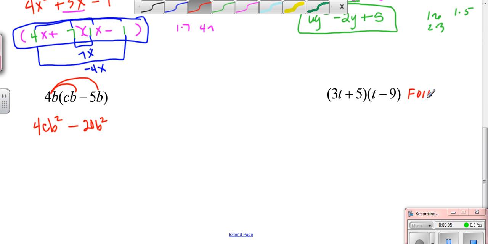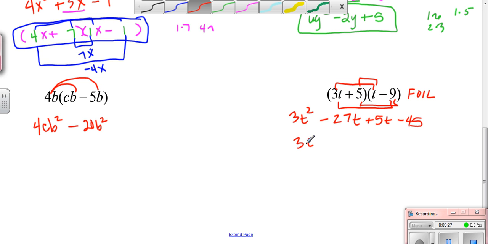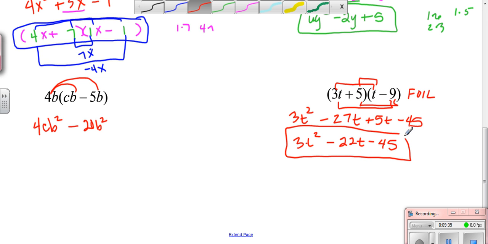This is a FOIL problem. So I'm going to go ahead and take my first 2 terms times each other. 3t squared. Outside terms, minus 27t. Inside terms, plus 5t. And my last terms, minus 45. So I have 3t squared minus 22t minus 45. And that is as simple as we can take it. Obviously, if we factor this again, we'll end up back where we started. So you don't want to do that.